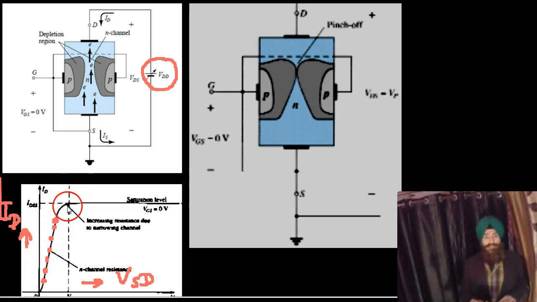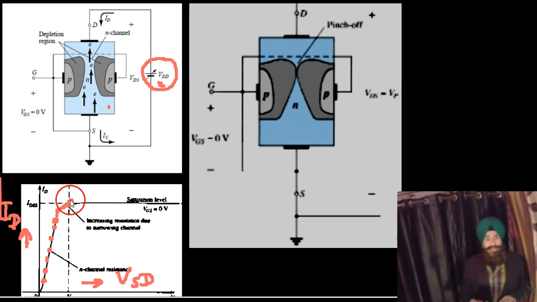Beyond this voltage, what happens? The slope is decreasing. Because the inverse of the slope is resistance, the N channel now offers more and more resistance, because there is more reverse biasing increasing towards the drain end with increasing voltage. So as the resistance is increasing, the slope is becoming less and less.